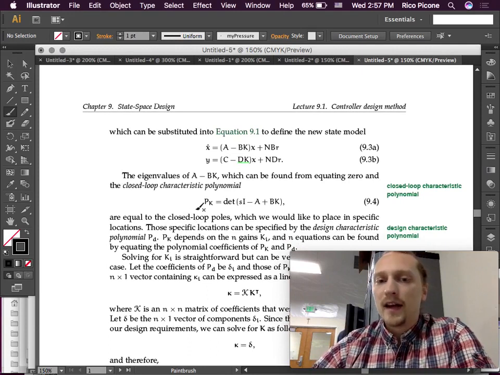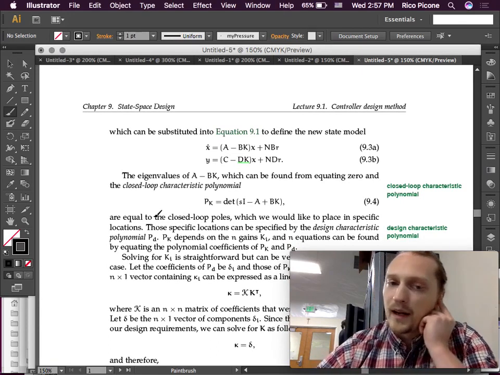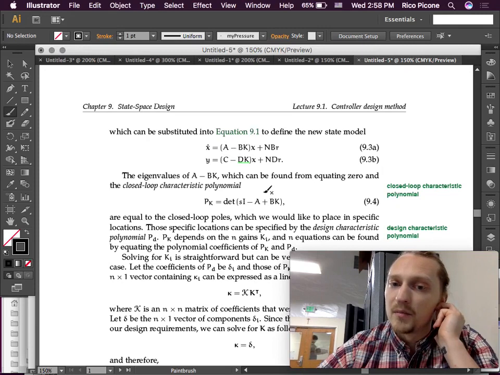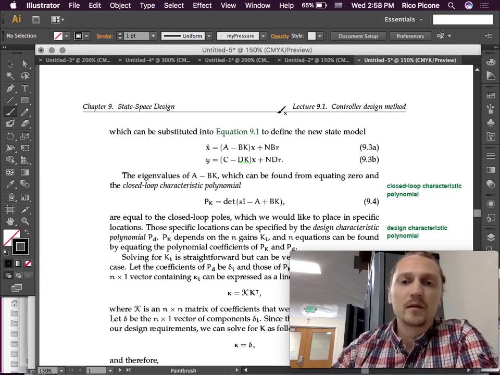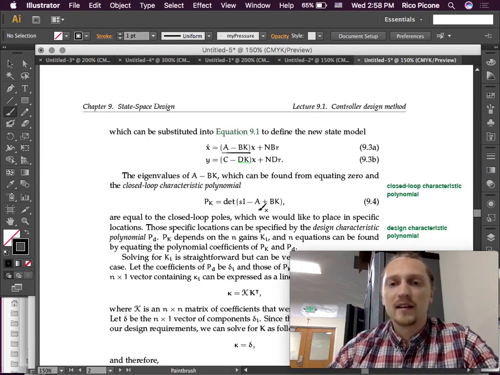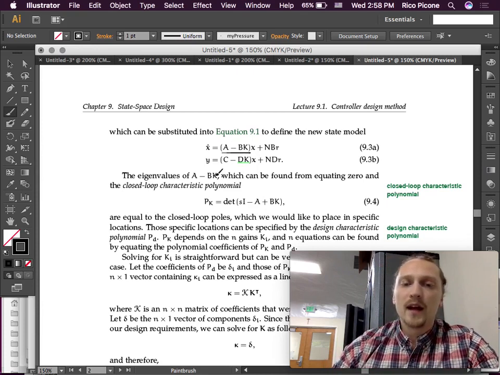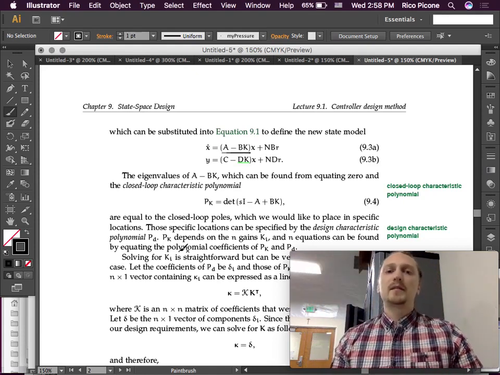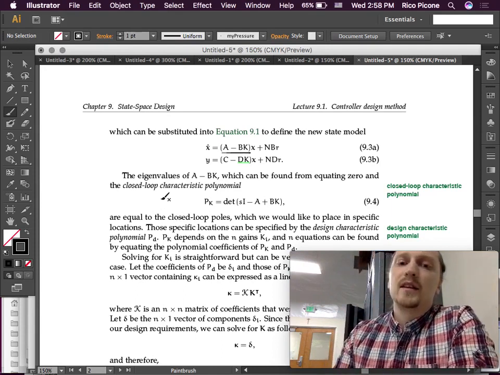The eigenvalues of A minus BK can be found by equating to 0 the closed loop characteristic polynomial, which is the determinant of sI minus the A matrix, which is A minus BK, the new A matrix, A prime, if you will. So it's the determinant of sI minus that. The roots of the closed loop characteristic polynomial are the closed loop poles, which we would like to place in specific locations. That's our goal.